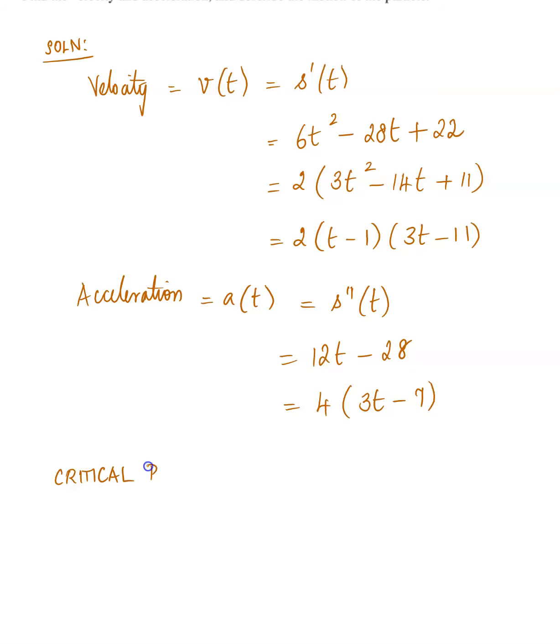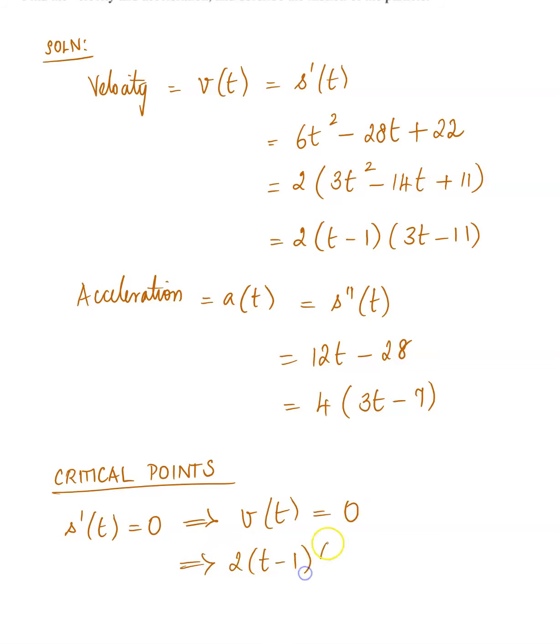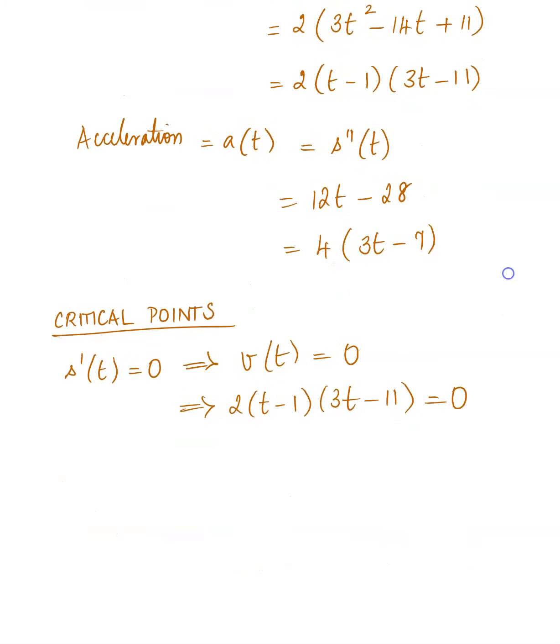Critical points are found by setting the first derivative to 0. In this case the first derivative is your velocity, so 2 times t minus 1 times 3t minus 11 equals 0. The factorized form is so handy now because it implies that either t is 1 or t is 11 over 3. Solve for t.